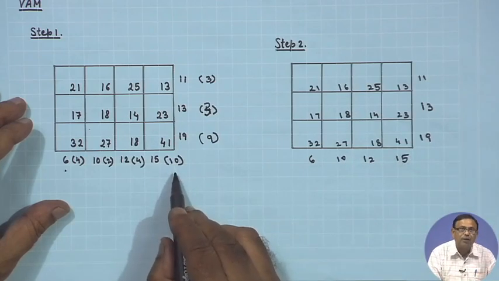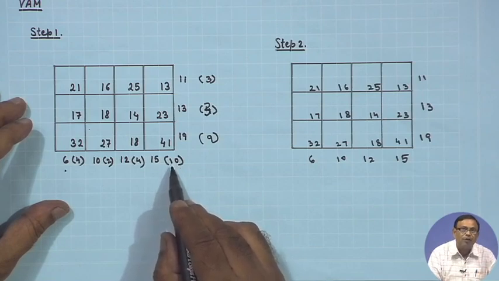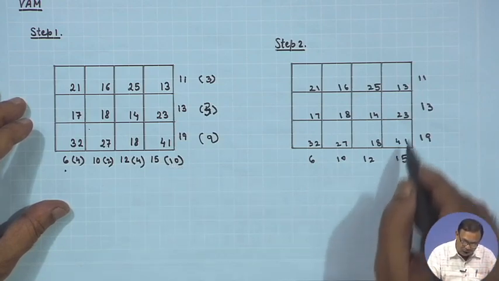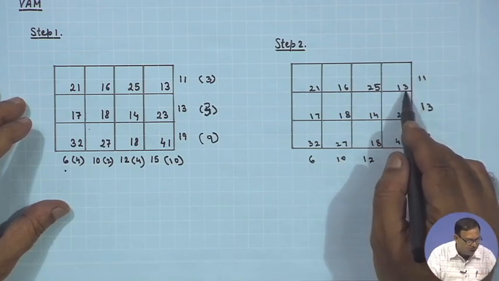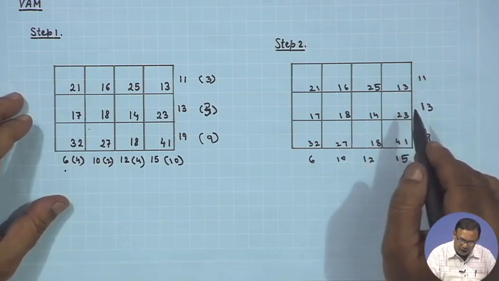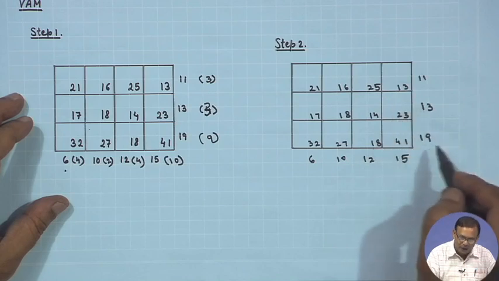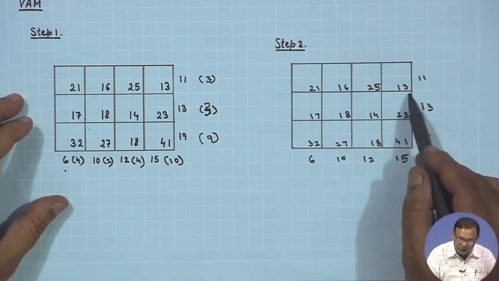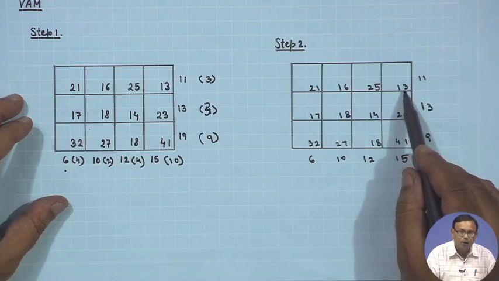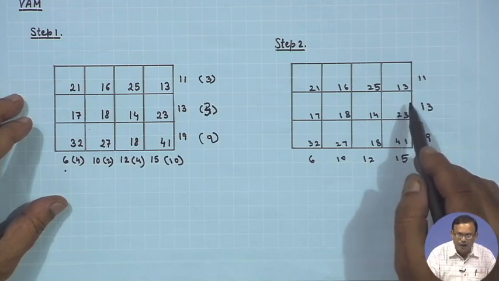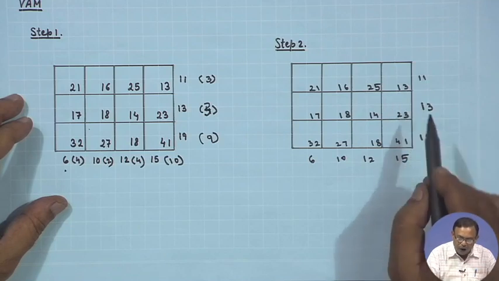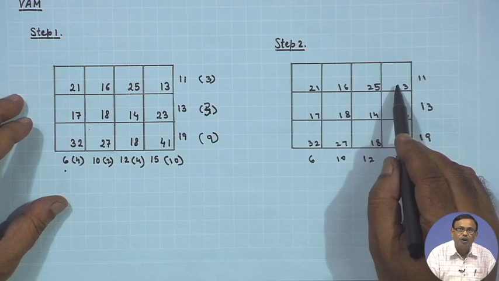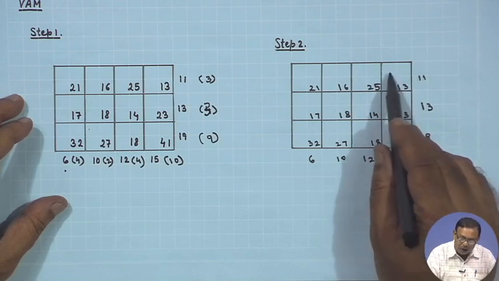As you have seen, this column gives you the maximum difference. So, on this column now I have to allocate. Where will I allocate? I will choose that particular cell which has the minimum cost entry. The minimum of 13, 23 and 41 is 13. Therefore, I will allot on the cell 1, 4. If there was a tie, that is, if the cost is the same for two cells, in that case you can choose any one. Now, you see we have decided where we will first allocate.